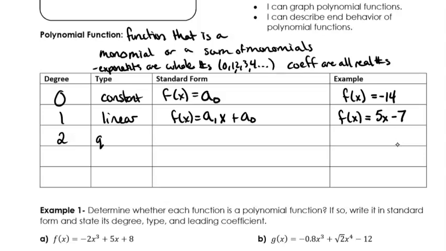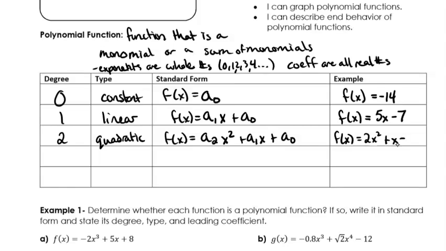So a degree of 2 is called a quadratic, which we've worked heavily with. And so, like I said, the standard form is just kind of weird. A2 just means the coefficient in front of x squared. A1 is just the coefficient in front of x. A with a little 0 is the constant. So the example kind of makes more sense. You could have like 2x squared plus x minus 9. So the highest power is 2, so the degree is 2, which means it's quadratic.